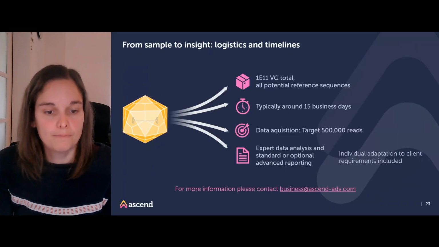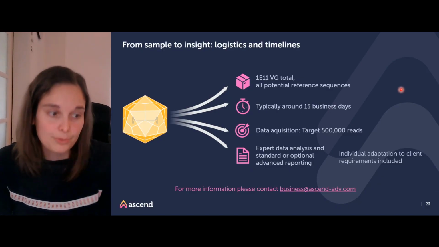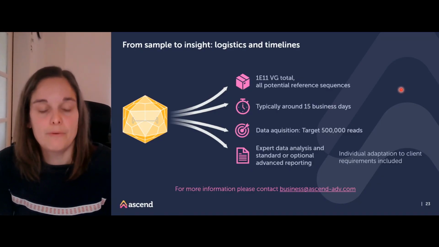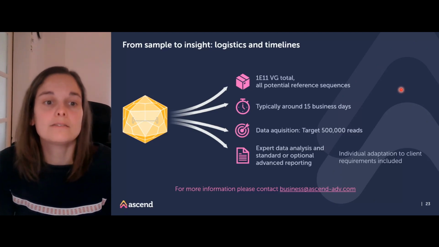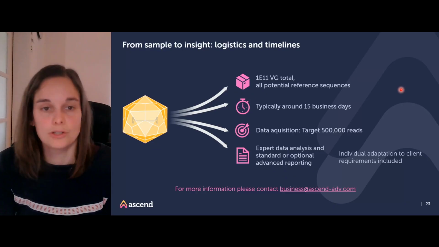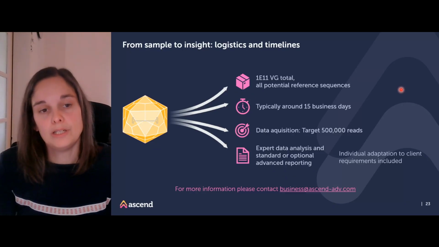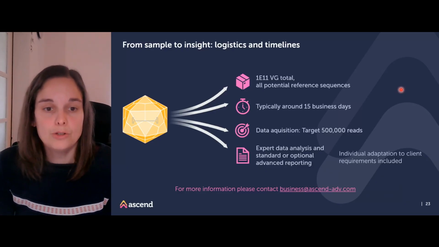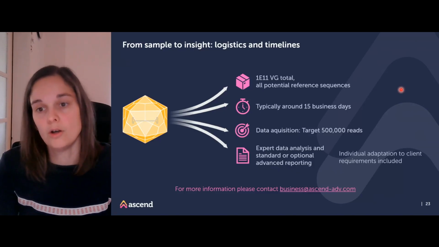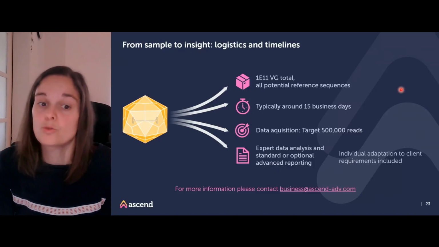So if you are now interested, I just want to give you a bit of logistics and timeline. As we've mentioned in our presentation today, we only need very little amount, and we can even start with development batches of lower yield. So we only need 1e11 vector genomes in total for a full analysis, and we would need all potential reference sequences from your end. We then typically process your data in around 15 business days and report back to you in a meeting. We do target around 500,000 reads per sample to give you a good statistical overview on all impurities as well.